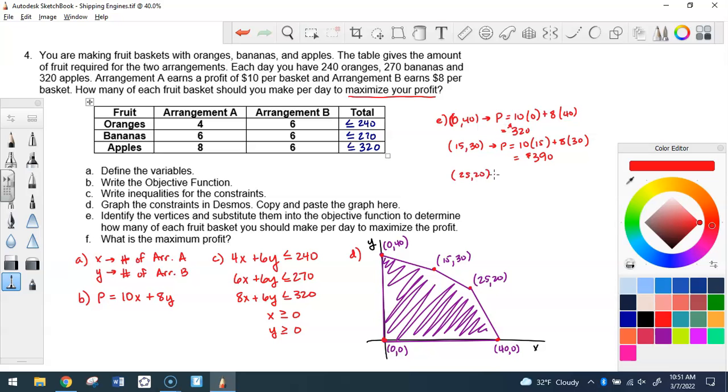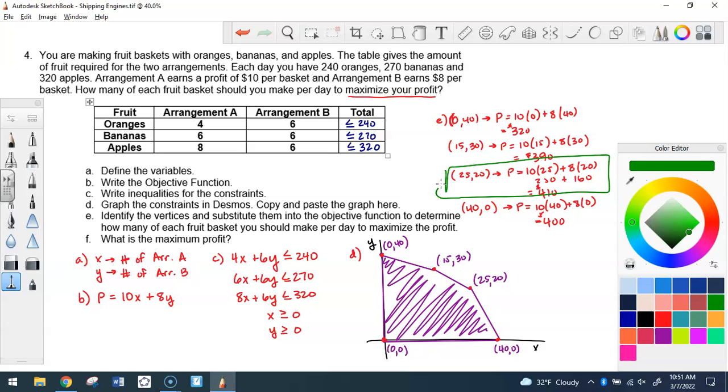I have one at (25, 20). So that would be 10 times 25 plus 8 times 20. So that'd be 250 plus 160. That looks like $410, so even better. And then lastly, I've got to check if I do 40 and 0. So my profit would be 10 times 40 plus 8 times 0, which is just going to be 400. So my best option is right here, making 25 basket A's and 20 basket B's.